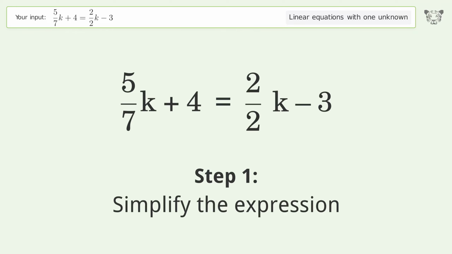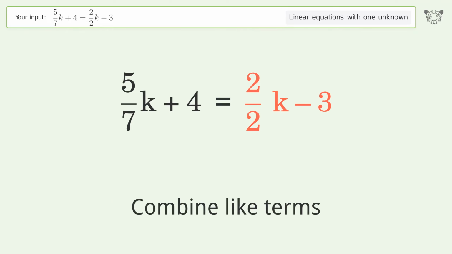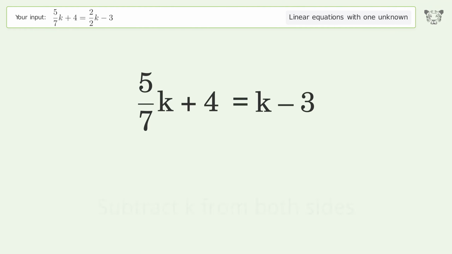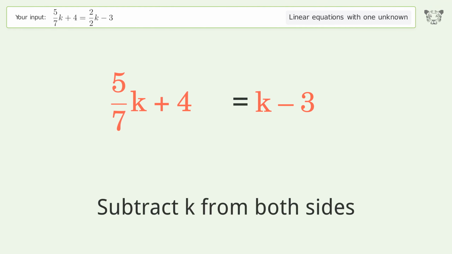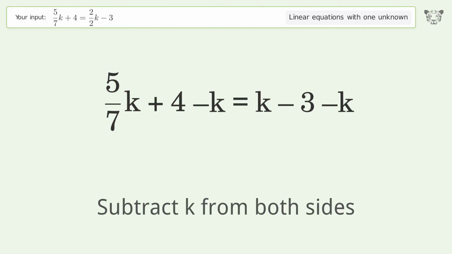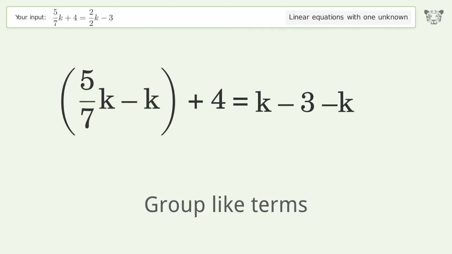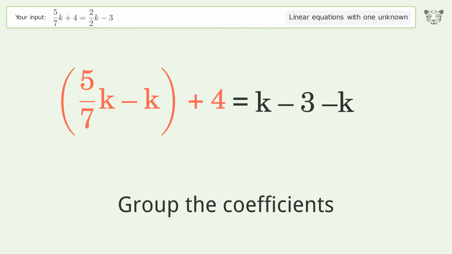Simplify the expression. Combine like terms. Group all k terms on the left side of the equation. Subtract k from both sides. Group like terms. Group the coefficients.